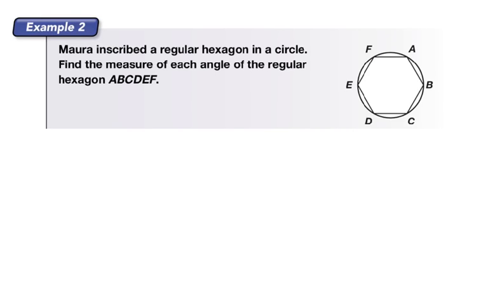Okay, so now we can do example 2. Maura inscribed a regular hexagon in a circle. Find the measure of each angle of the regular hexagon A, B, C, D, E, F. So the important key word here is each angle of the regular hexagon.